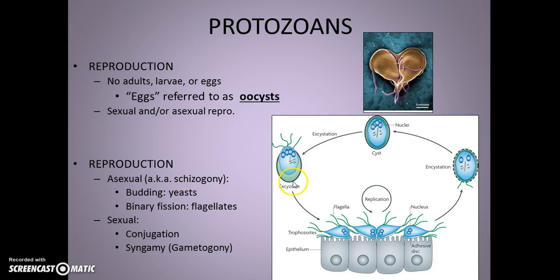And so down here in the bottom picture, we have the Giardia parasite inside of a cyst. When it gets inside of the body, it's going to adhere to the intestine, and then it starts to replicate by splitting in half and creating more and more Giardia parasites that way. Now there's also the potential for sexual reproduction for protozoans, and we refer to terms such as conjugation and syngamy or gametogeny as forms of sexual reproduction in protozoans.